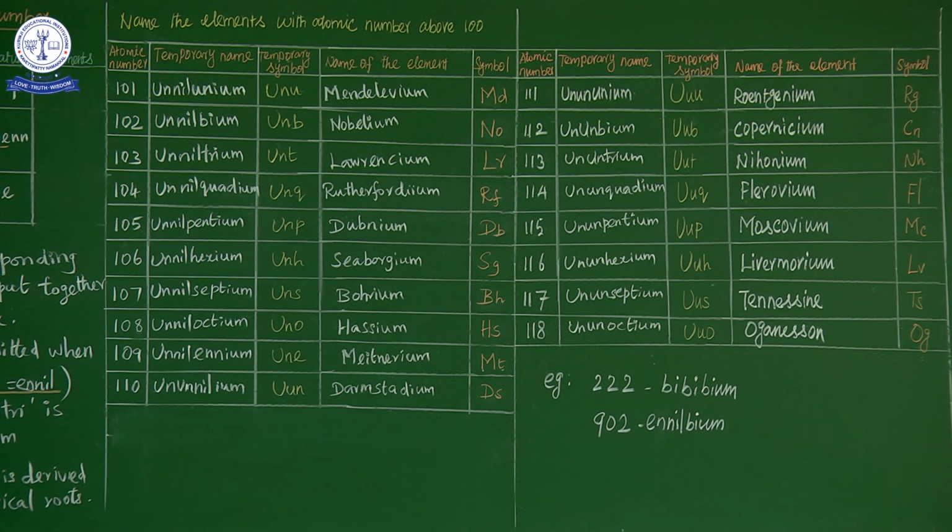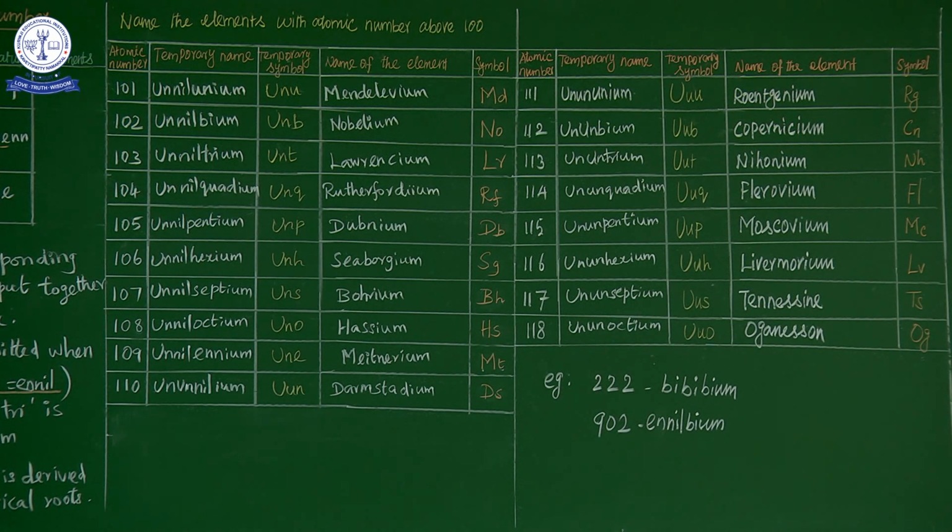For 115, the name of the element is Moscovium, MC. For 116, the name of the element is Livermorium, LV. And 117, the name of the element is Tennessine, TS. And 118, the name of the element is Oganesson, OG. So some examples are given.